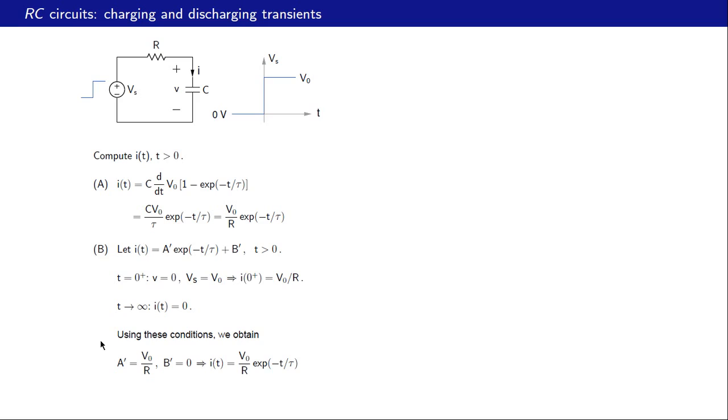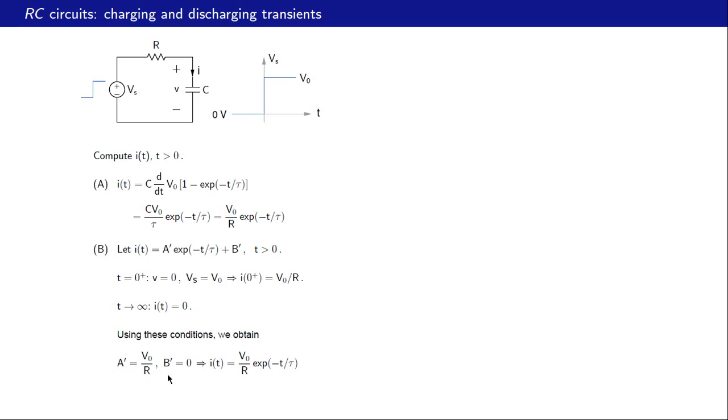Using these conditions, we obtain these constants now. We substitute t equal to 0 plus here, I equal to V0 by R. That gives us an equation for a prime plus b prime. Then we substitute t equal to infinity here, so this term drops out. I equal to 0 here, so that tells us that b prime must be 0. So that gives us a prime equal to V0 by R and b prime equal to 0.